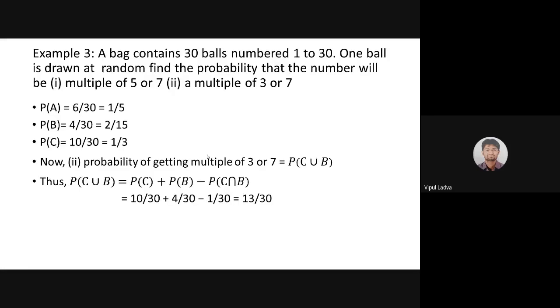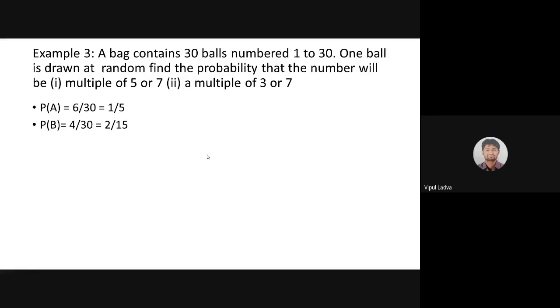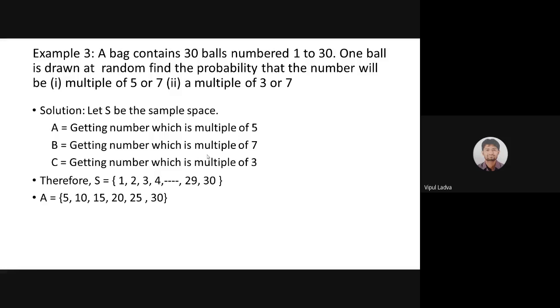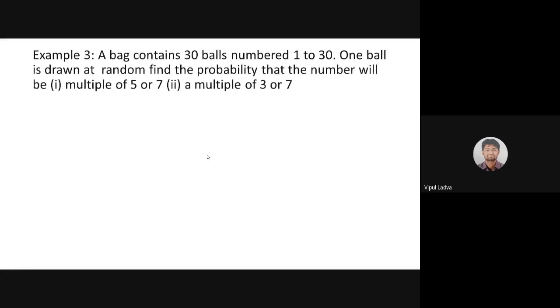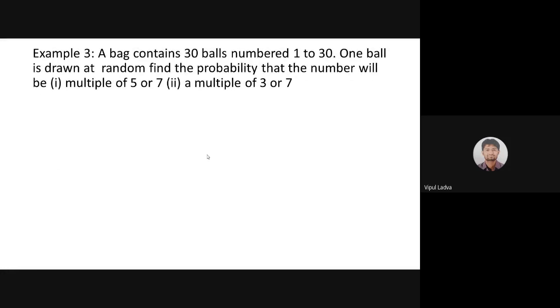Before going to the fourth one, let's discuss the third first. We already discussed this, but we are discussing it once again. The third question was our last question in the previous session. A bag contains 30 balls, numbered 1 to 30, and we were to select one ball randomly and find the probability that the selected ball is a multiple of 5 or 7. The second question was multiple of 3 or 7. In both questions, we had used different formulas.